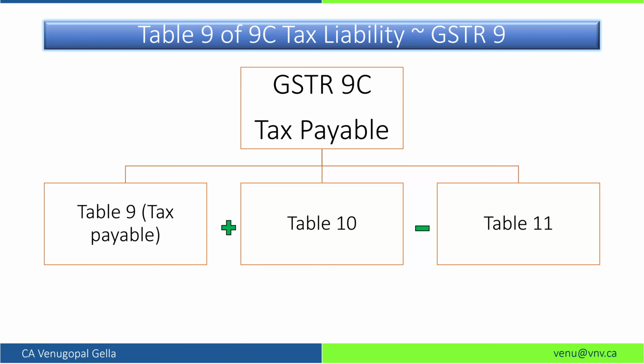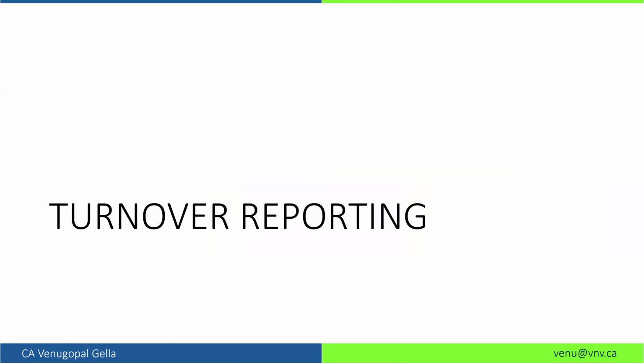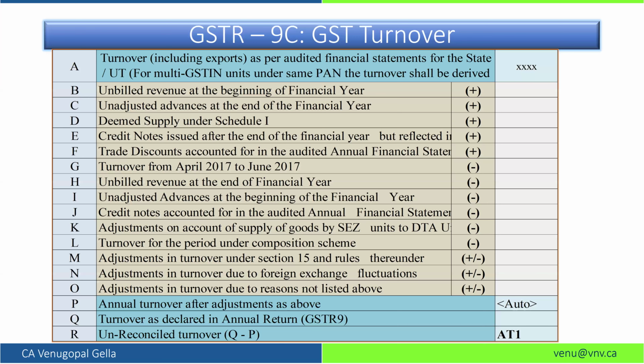So what will be there in the 9 paid is only something which is paid through 3B, and it will not be having something which is paid through DRC03. However, 9 payable will be having the total liability. Okay. Now, for the turnover, we all know we need to definitely have whether 9C is applicable, not applicable.